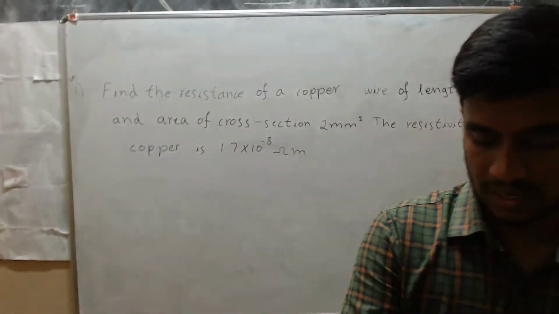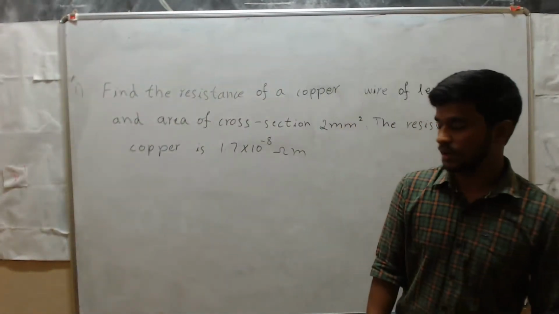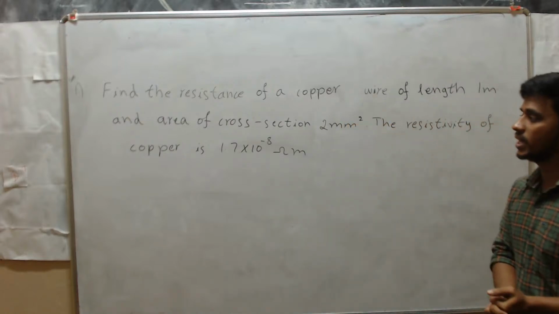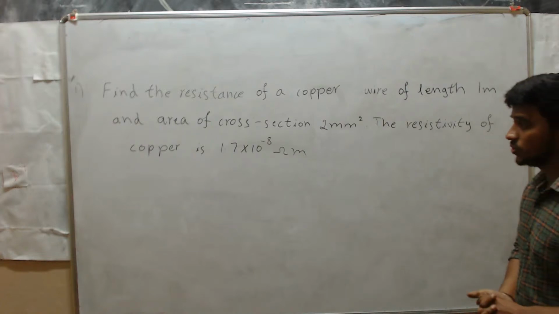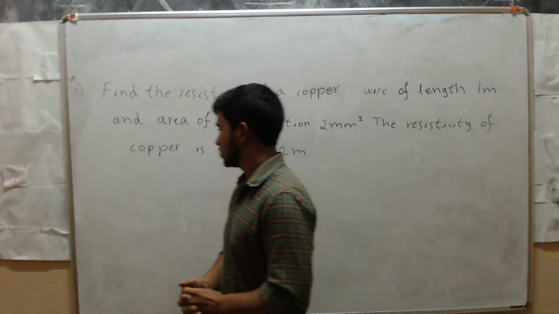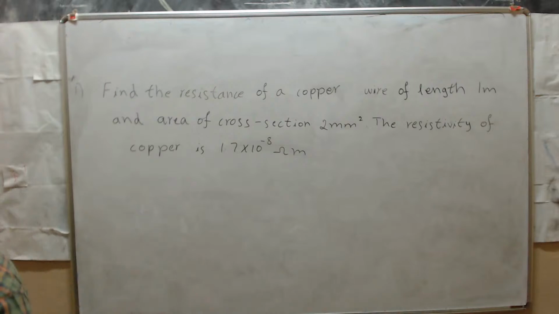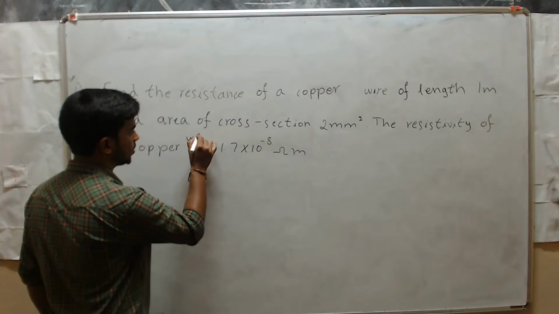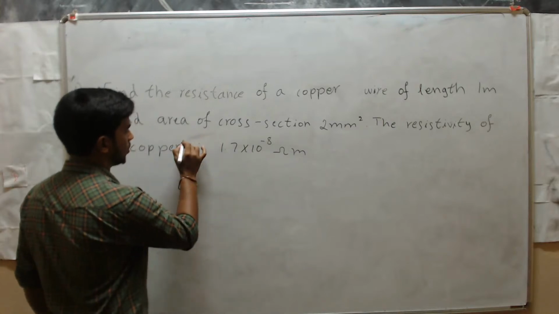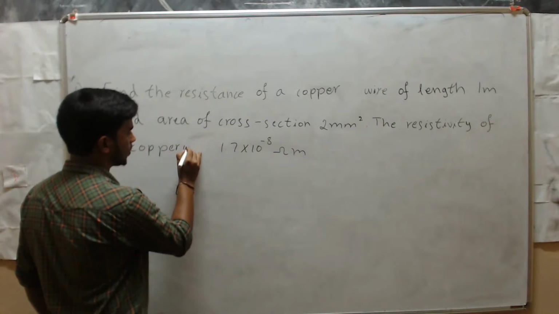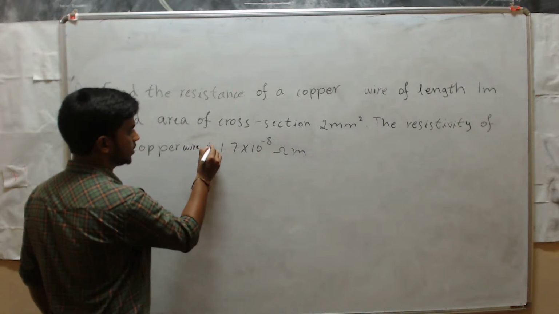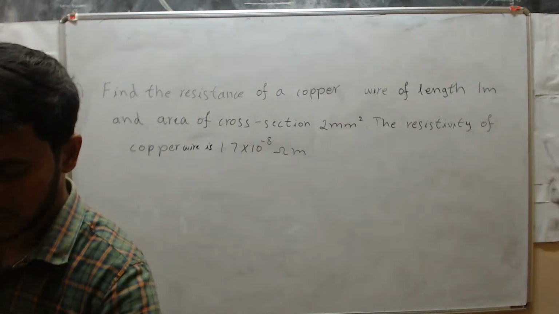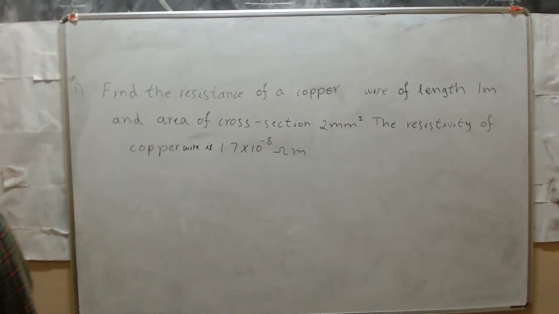Here you should calculate the resistance of the copper wire. Find the resistance of a copper wire of length 1 meter and area of cross section 2 millimeter square. The resistivity of copper wire is 1.7 into 10 raised to the power minus 8 ohm meter. Find the answer for this question quick.